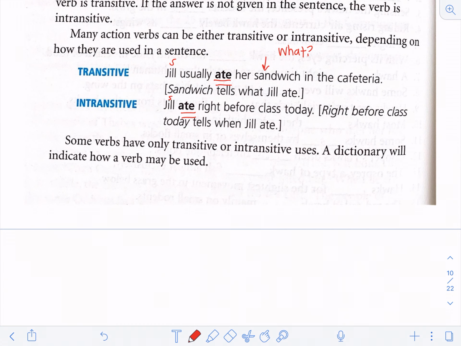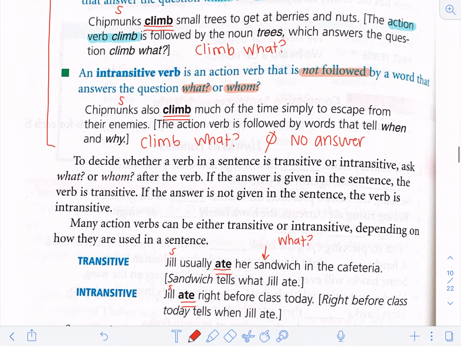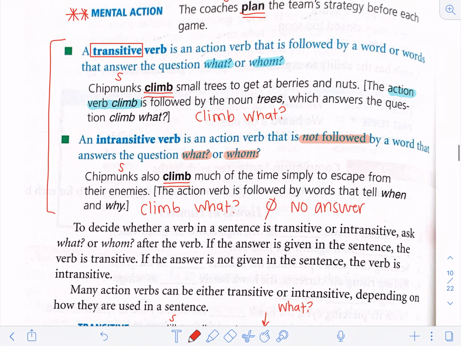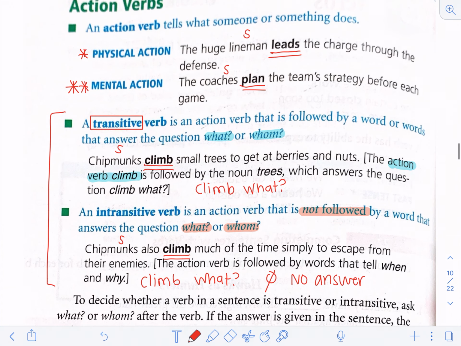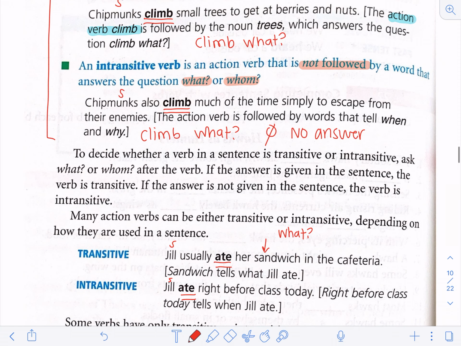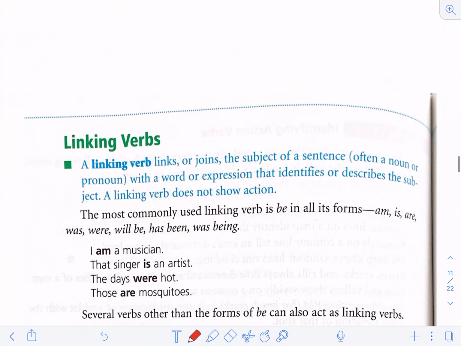I would log into tutoring hours if you have questions on this specific section, because this is definitely the one that becomes a little bit more tricky in terms of understanding, but hopefully that helps clarify the difference.